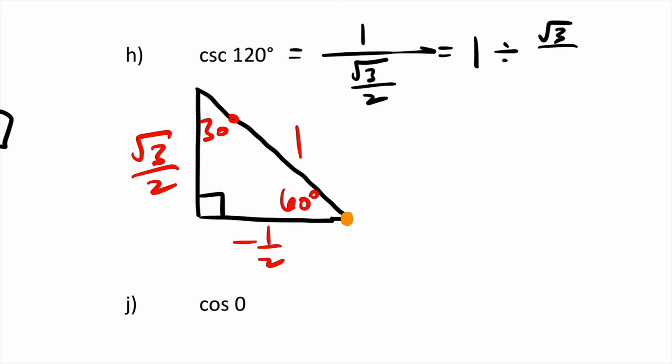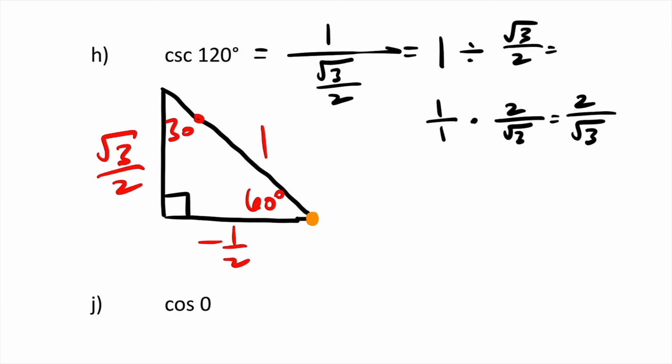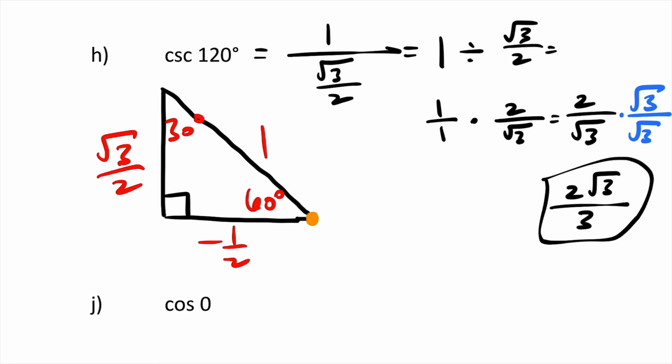So this is what it means. This is what we have to change it to. So we get 2 over the square root of 3. So we got to use our trick, right? Our trick says, there you go. So on top, we're going to get 2 square root 3 over 3. That's it. 2 and 3 can't be reduced. So we're done.